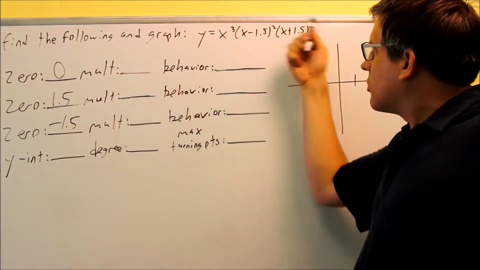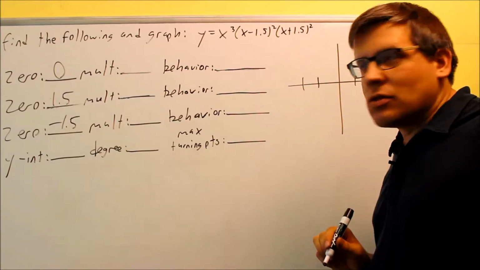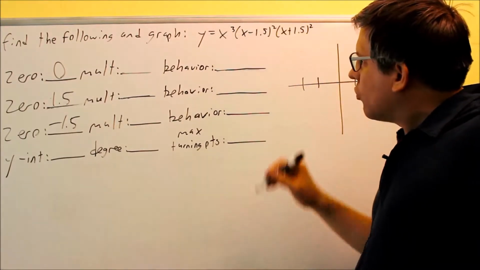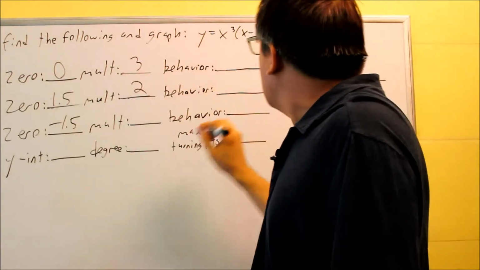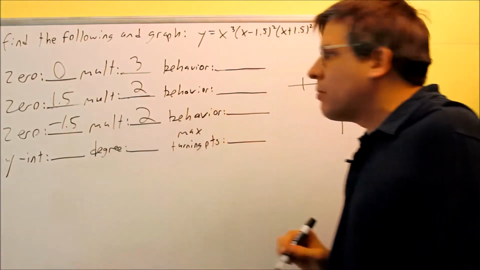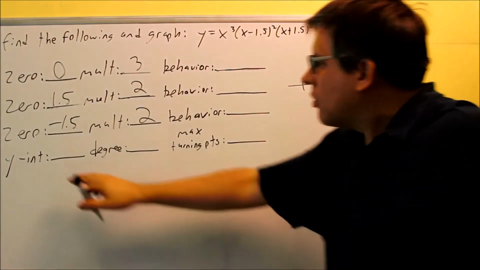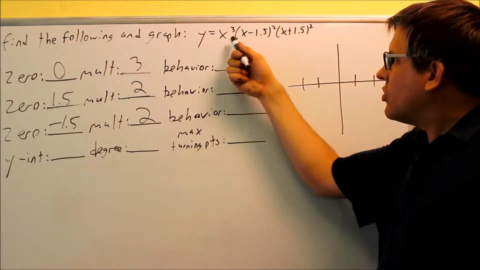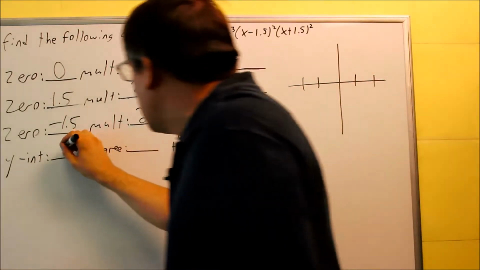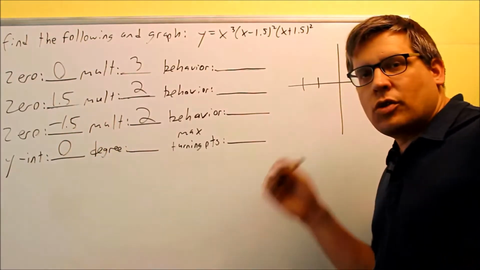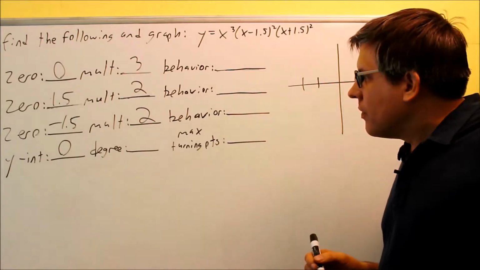Multiplicities would be the powers that are on each of the factored pieces. Okay, the power on the first one would be a 3. Power on the second one is a 2, and the other one is also a power of 2. The y-intercept, if I put 0 in for all the x's, that's going to zero the whole thing out. So this is going to be 0, so we know it goes through (0, 0).